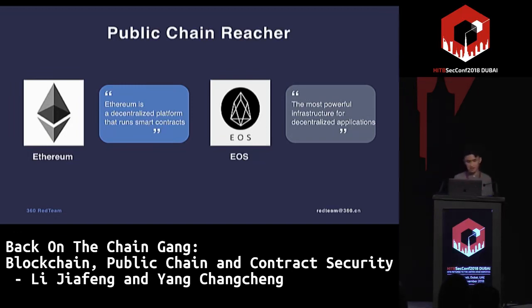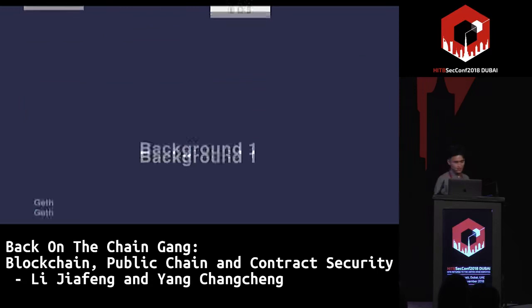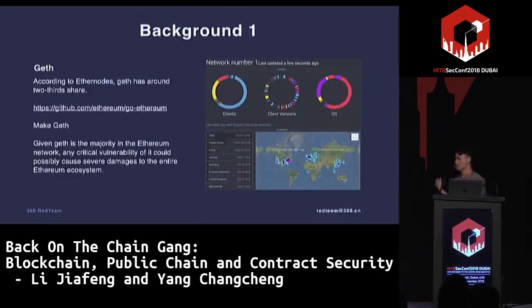So focus on this. Ethereum is a decentralized platform that runs smart contracts, and EOS is for decentralized applications. So this is a different focus. Ethereum focuses on the smart contract, and EOS is focused on decentralized applications. And first, we need to figure out the Ethereum, sorry, as Ethereum.